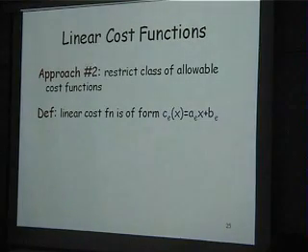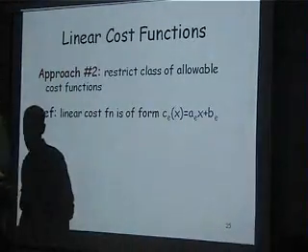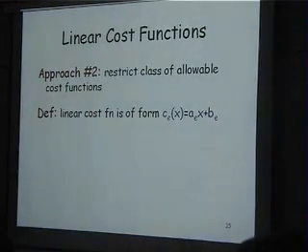So to show you how this works, call a cost function linear. Affine might be a better word, but we're going to call them linear. If it has the form ax plus b, where a and b are non-negative constants, which can be different for different edges. So this is a mild generalization of the 0, 1, and x's that we have in our examples. Okay, so that's a strong restriction, and we'll generalize it shortly.